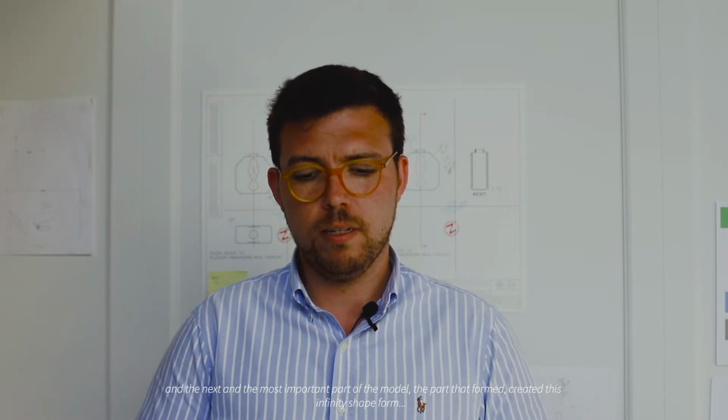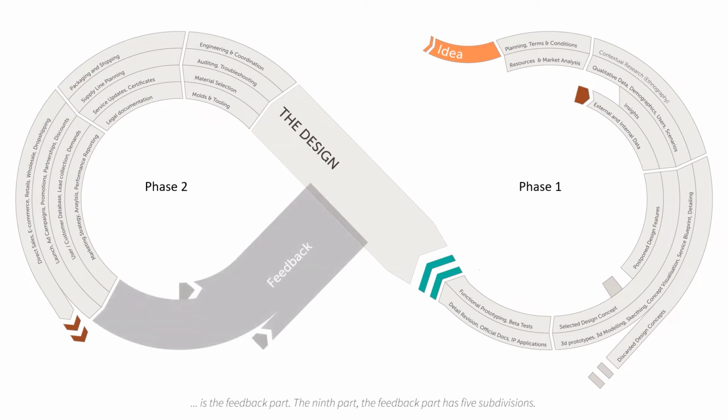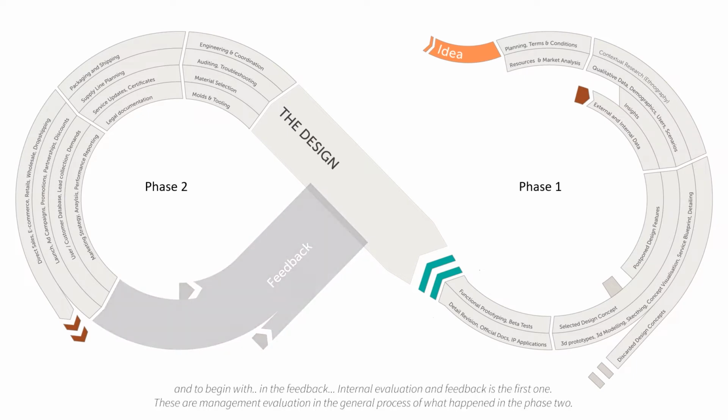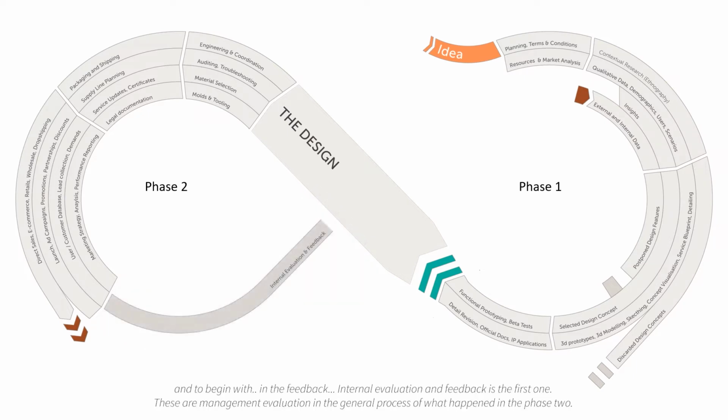And the next and most important part of the model, the part that created this infinity shape form, is the feedback part. As the 9th part, the feedback part has 5 different subdivisions. And to begin with, in the feedback, internal evaluation and internal feedback is the first one. So these are management's evaluation in the general process, what happened in the phase 2.